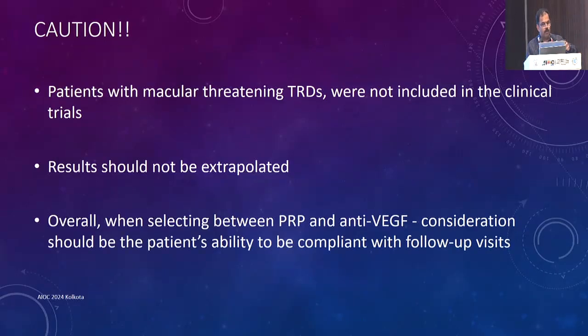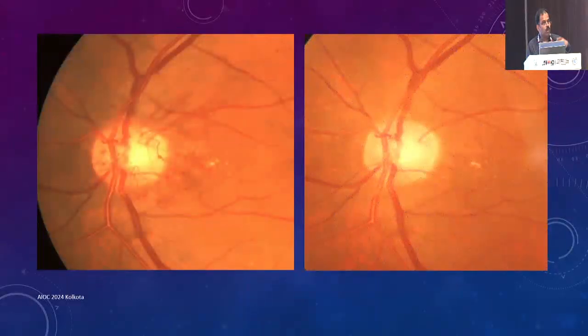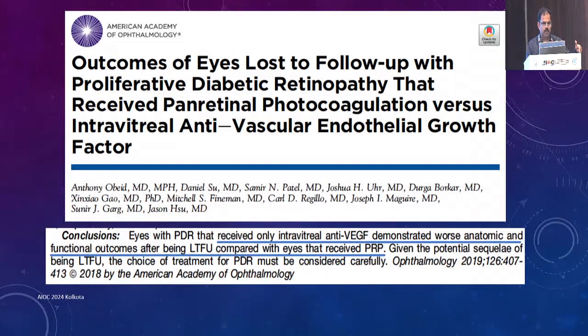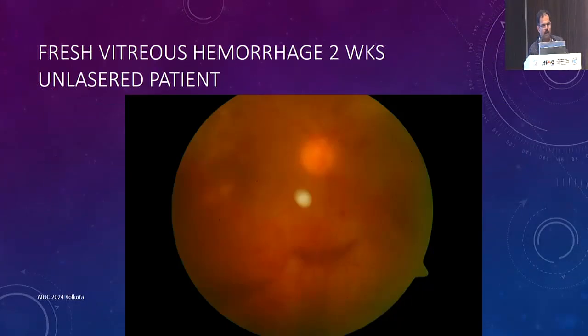So selection between PRP and anti-VEGF, you have to consider the ability to be compliant, because patients who are lost to follow-up with intravitreal injections tend to behave a little worse. That is what is here. So eyes that are lost to follow-up and required panretinal photocoagulation, which are stable over years, will continue to remain stable. Whereas the ones with anti-VEGF alone may worsen if they are lost to follow-up.